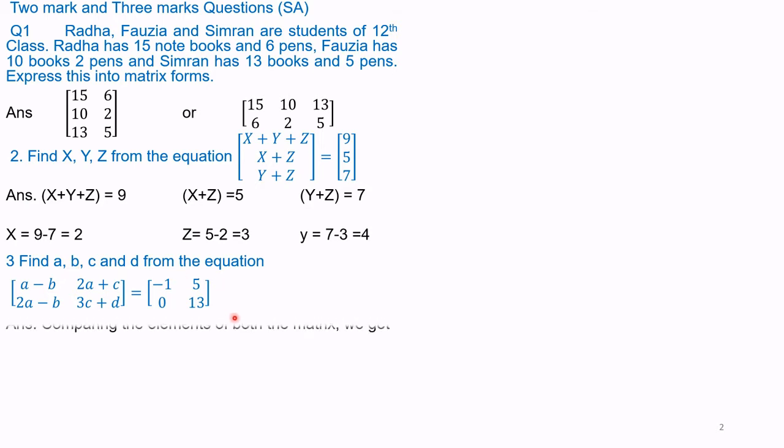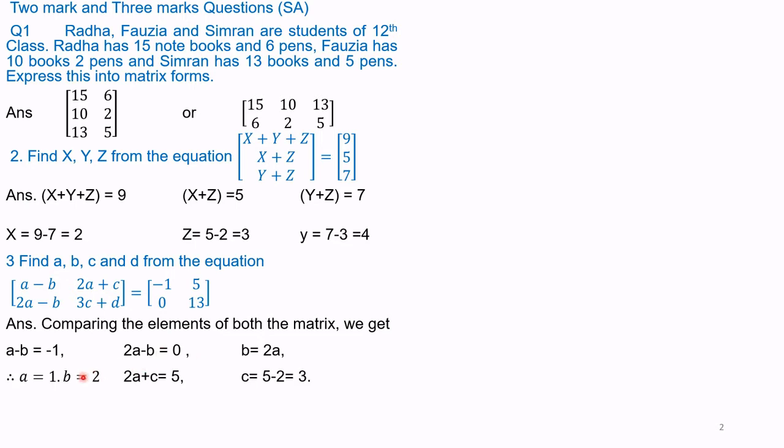Let us solve it. Comparing the elements of both matrices, that is the left hand side matrix and the right hand side matrix, we get A minus B is equal to minus 1. And 2A minus B is equal to 0. Therefore, B is equal to 2A. From this, taking B is equal to 2A.